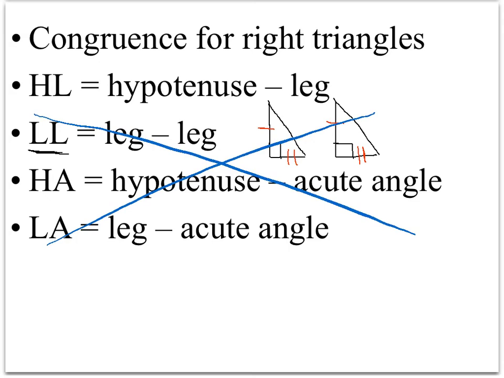But the first one, hypotenuse leg, that one doesn't have a counterpart from the previous slide. So we should know that one because it's an extra tool at our disposal. So if we have 2 right triangles with their hypotenuse in common, and then one of the legs in common, then they have hypotenuse leg congruence. And so that's one that we want to remember.